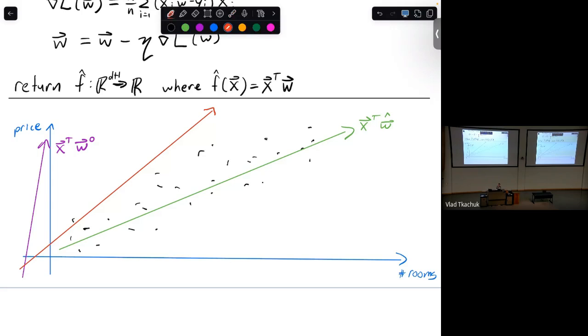Okay, and so this would be something like X transpose W, maybe 5. And you can do this a lot more, and maybe you do 100 iterations, and you might end up with a line like this. And that's 100.